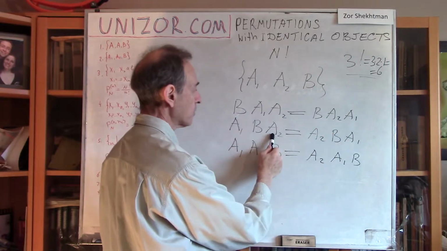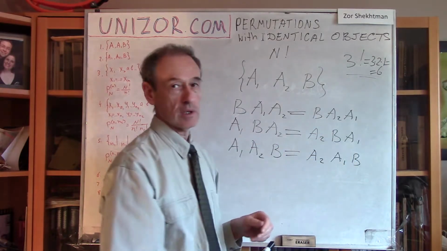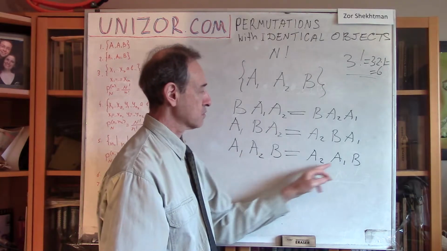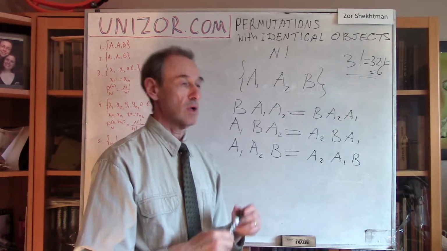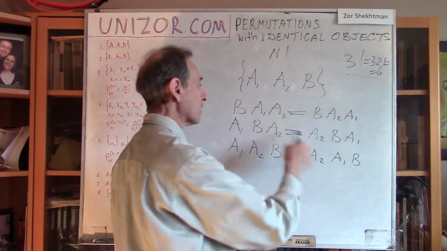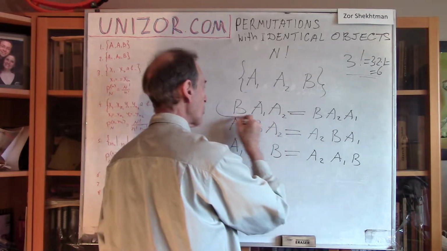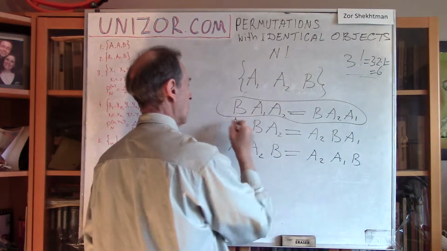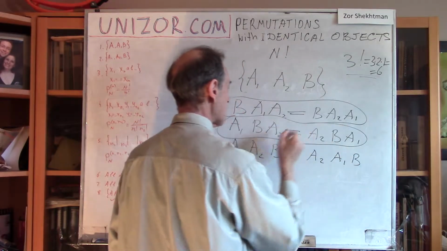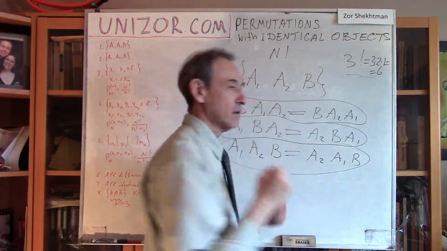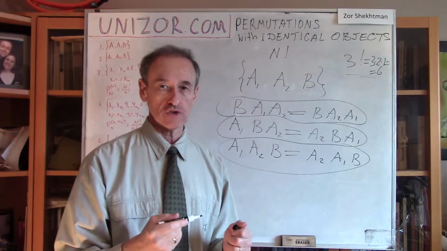This is number 1 and number 3, and this is 1 and 2, the places. So if you take them as a group, this is a group of combinations, and this is a group of combinations. Each group is actually one permutation.